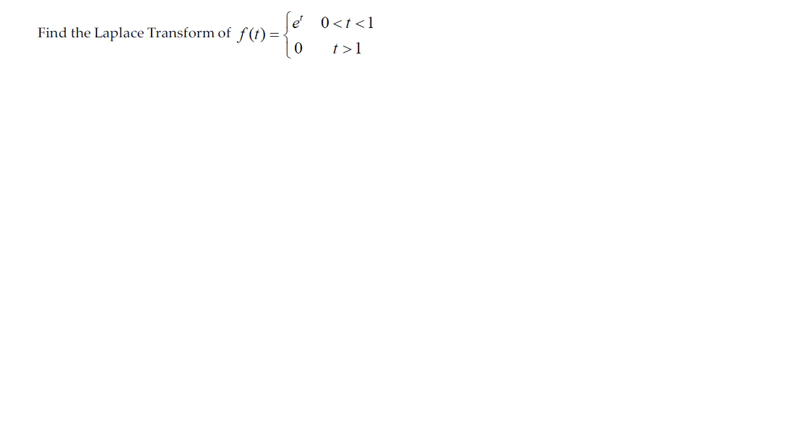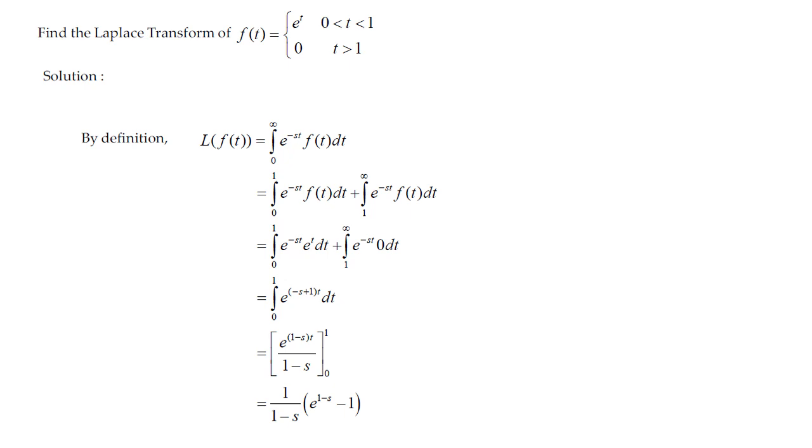Find the Laplace transform of f of t equal to e to the power of t when t lies between 0 and 1, and 0 when t is greater than 1. By the definition of Laplace transform, we know that L of f of t is equal to the integral from 0 to infinity of e to the power of minus st f of t dt. Since t lies between 0 and 1, we apply the limits as 0 to 1 of e to the power of minus st f of t dt plus 1 to infinity of e to the power of minus st f of t dt.